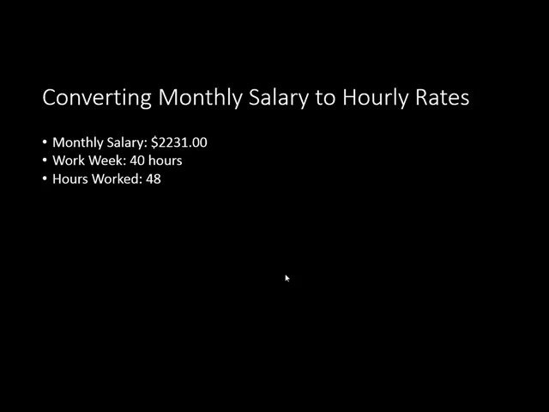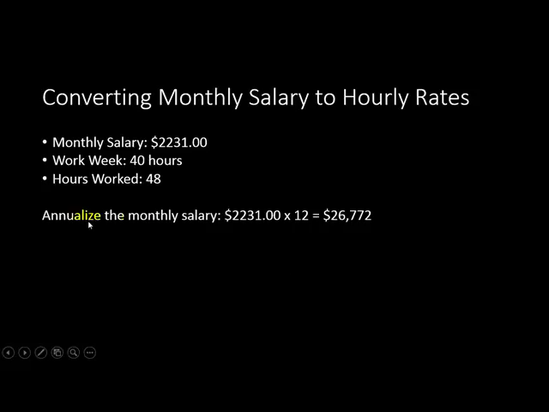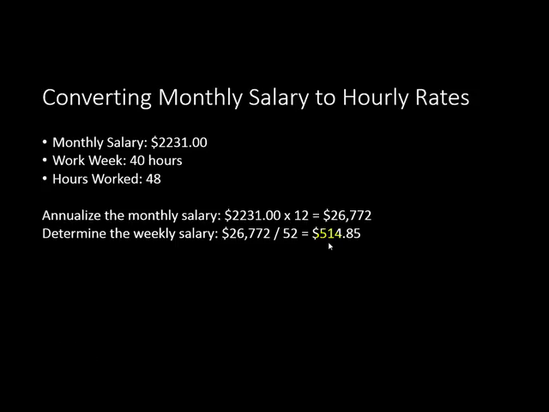To convert monthly salary to hourly rates, we will need to annualize the monthly salary of $2,231 multiplied by 12 gives us an annual salary of $26,772. We will then determine the weekly salary by dividing by 52. That gives us $514.85. We will then determine the hourly rate, divided by 40, gives us $12.87 per hour.